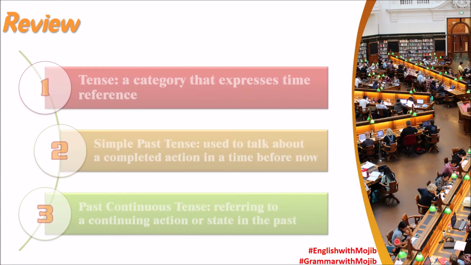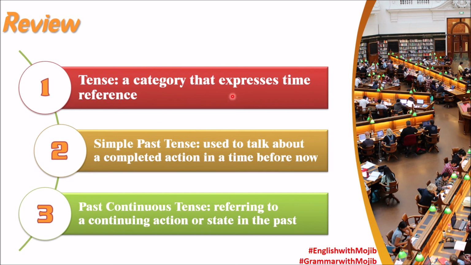Okay, let's have a review. Tense, the category that expresses time reference. Simple past tense, used to talk about a completed action in a time before now. Completed action. Past continuous tense, referring to a continuing action or state in the past. Continuing action.